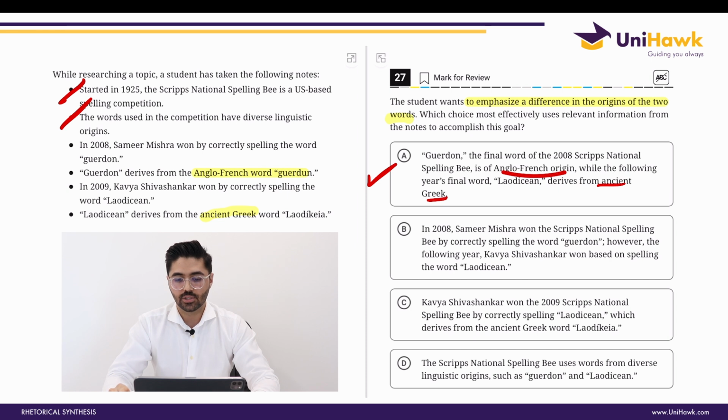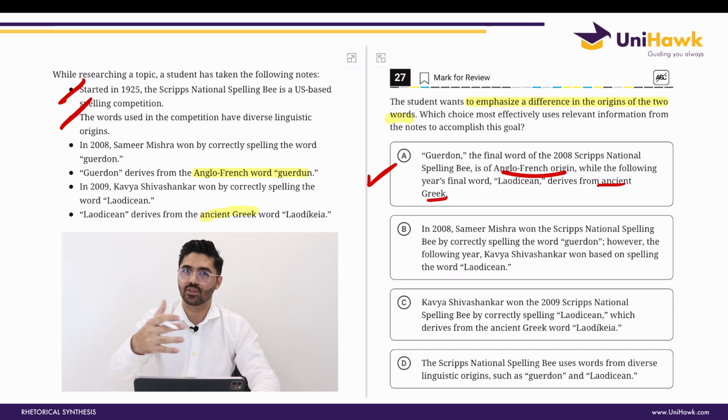B. In 2008, Samir Mishra won the Scripps National Spelling Bee by correctly spelling the word guerdon. However, the following year, Kavya Shivashankar won based on spelling the word Laodicean. Well, that doesn't really tell you about the difference in the origins of these two words, therefore eliminated.